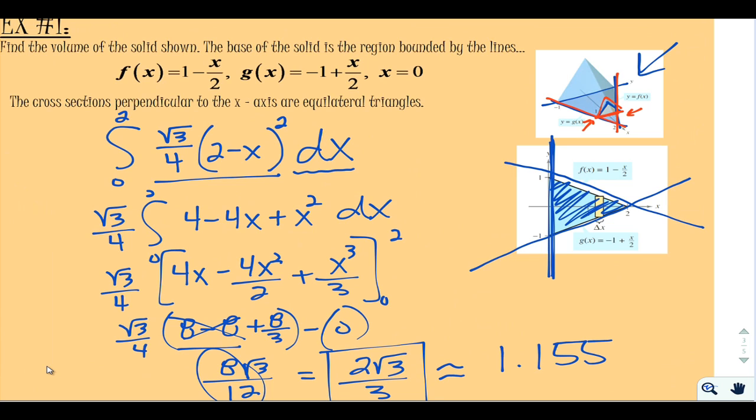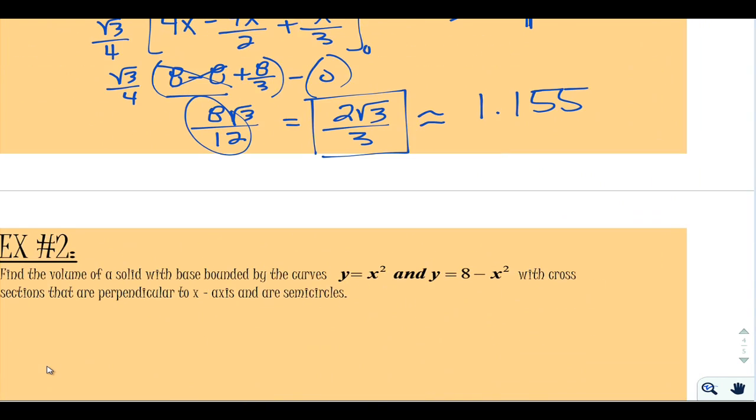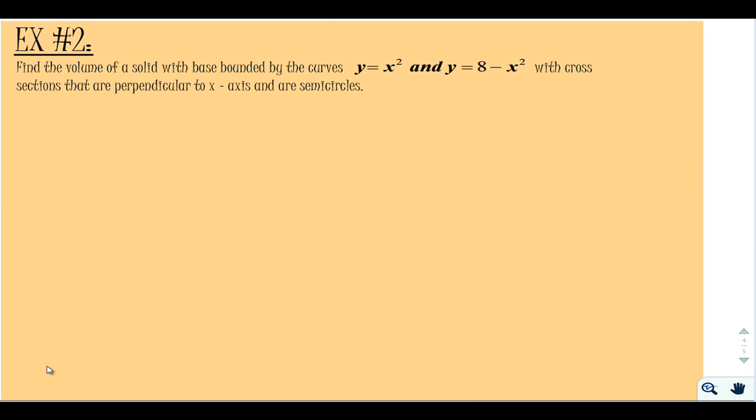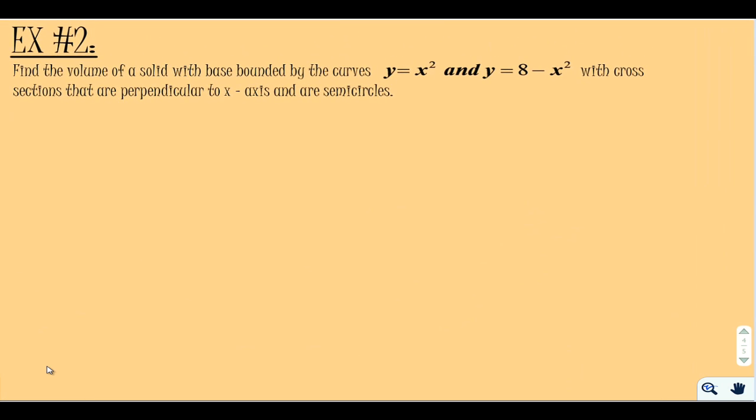All right, let's do another one. So that one was one with an equilateral triangle cross section. Let's do one that has a different shape. Here's example number 2. Find the volume of a solid with base bounded by the curves of y equals x squared and y equals 8 minus x squared with cross sections that are perpendicular to the x-axis.